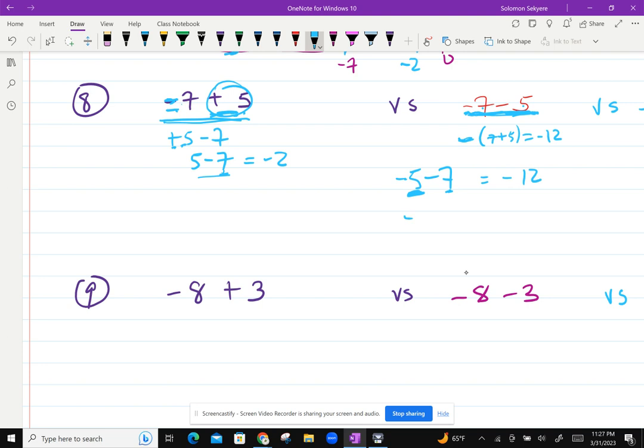What if you had negative 5 plus 7? What did I tell you? Okay, I said when you're adding, write your positive number first. So plus 7, bring your negative 5. 7 minus 5, 2. Negative number minus the positive number.